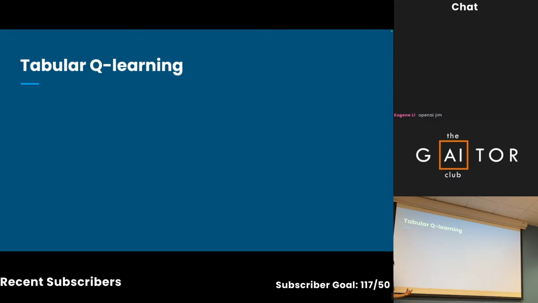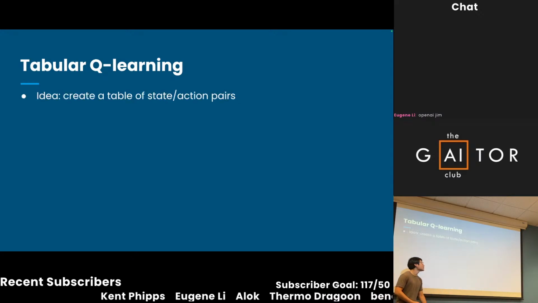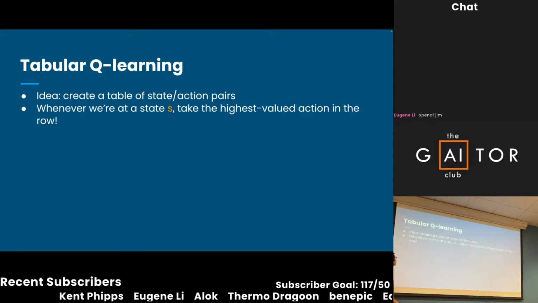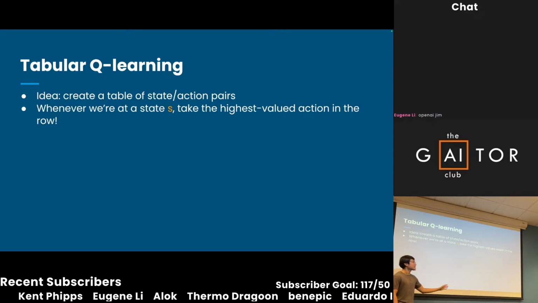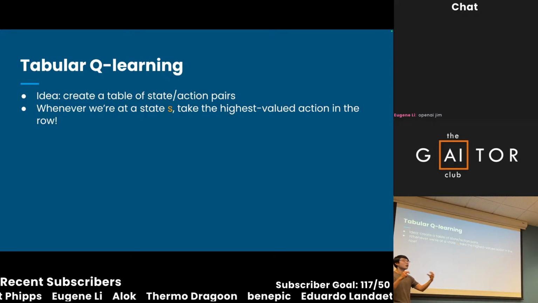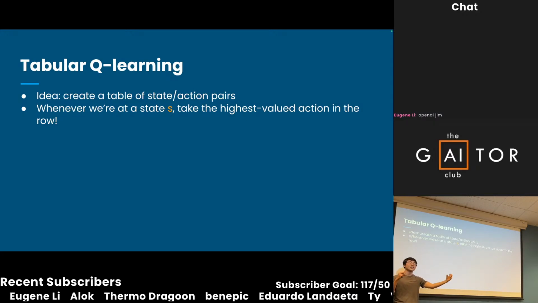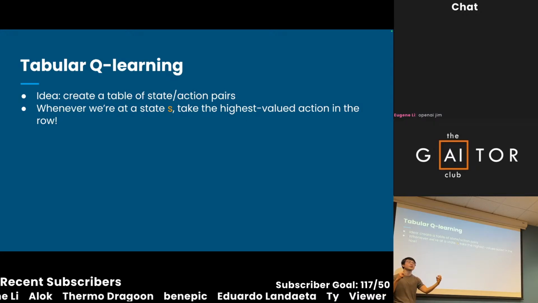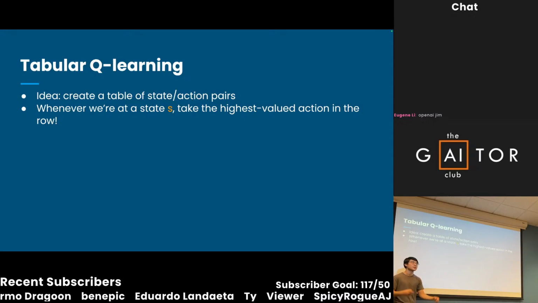Great. So now we're going to discuss the algorithm that we're going to use to solve a reinforcement learning environment, called tabular Q-learning. This is exactly what it sounds like. We're going to create a table of possible Q values for every state and action pair, and the model will just pick the best Q value at any given state. So whenever we're at a state S, we have a row of all the Q values for every different action. We just take the highest Q value in that row. Whatever action is at that column, we're going to take that action.